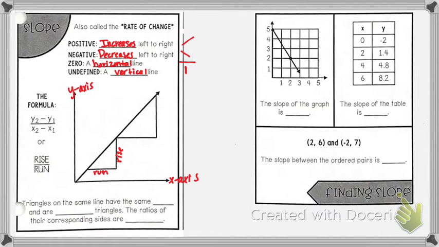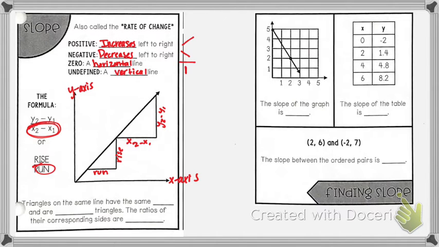Again, our run is the bottom part of the fraction, so whenever we go from left to right, we are doing x2 minus x1 in the formula for slope when we do the run. When we do the rise, we're doing the formula y2 minus y1, right? Okay.